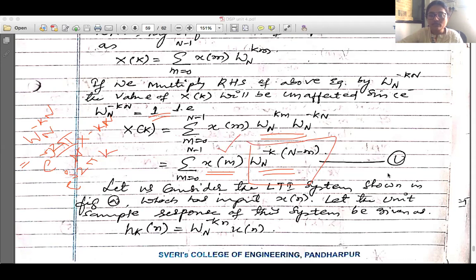This is the input sequence and this will be considered as an impulse sequence. And here we have assumed that this system is a linear time invariant system. So this impulse response is represented here as hk of n, which is W raised to minus kn suffix N into x of n. So by the unit impulse response we have considered for this particular equation, right?